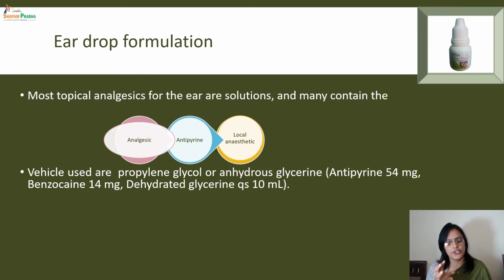Most topical analgesic ear solutions may contain analgesics such as antipyrine and local anesthetics such as benzocaine in a vehicle of propylene glycol or anhydrous glycerin. Now these hygroscopic vehicles reduce the swelling of the tissue and growth of microorganisms by drawing the moisture from the swollen tissue into the vehicle.